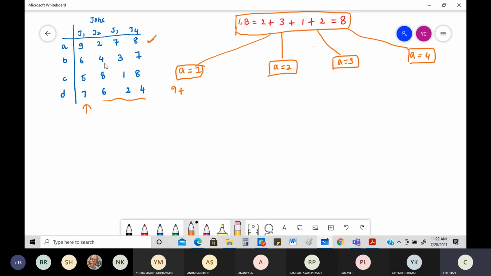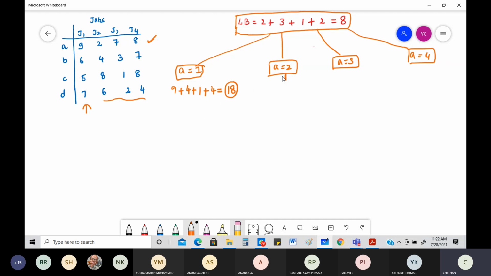What is it? Minimum among 4, 8, 6 is 4. Plus minimum among 3, 1, 2, which is 1. Minimum among 7, 8, 4 is 4. So the value is 9 plus 4 plus 1 plus 4, which equals 18. So if A is doing the first job and the others are doing their minimum values also, you come across the cost of 18.